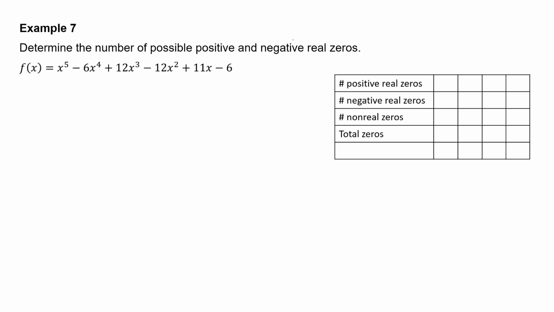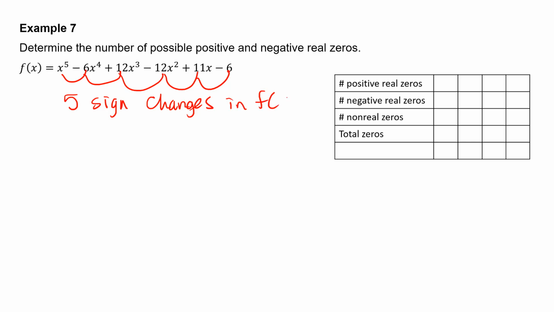Okay, we've got it all in order from the highest power of x down to the constant. Now we'll count the sign changes. There's 1, 2, 3, 4, 5. There are 5 sign changes in f of x, which means that we will have 5, 3, or 1 positive real zeros. So 5, 3, or 1.